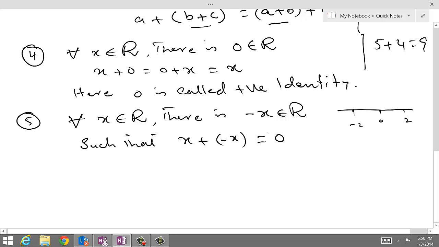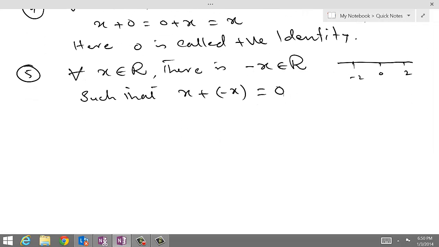So what is the additive inverse of plus 2? The additive inverse of plus 2 is minus 2. What is the additive inverse of minus 1 over 5? The additive inverse of minus 1 over 5 is plus 1 over 5. You simply change the sign. If it was positive, the additive inverse would be negative, and if the number was negative, the additive inverse would carry the positive sign. So these are 5 properties with respect to addition, and the same 5 properties apply now.